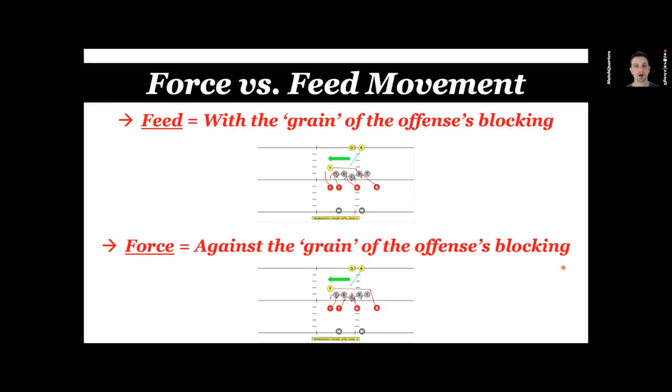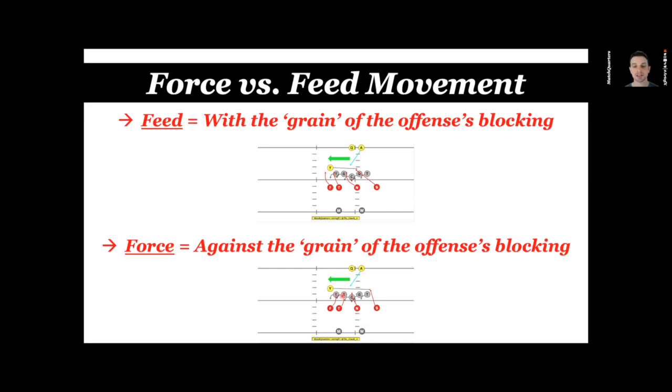The first thing that I want to talk about here is this movement, force versus speed movement. It's kind of a term that I use. Speed equals with the grain of the offense's blocking. Force is going to be against the grain of the offense's blocking. So here we have kind of a nose and a rip stunt. We're going to talk about that here with the Falcons. I'm going to give you two examples of a rip stunt on the weak side.